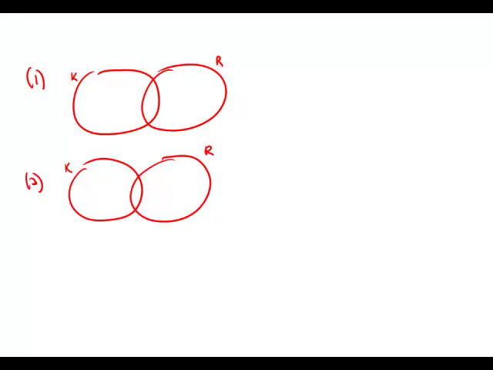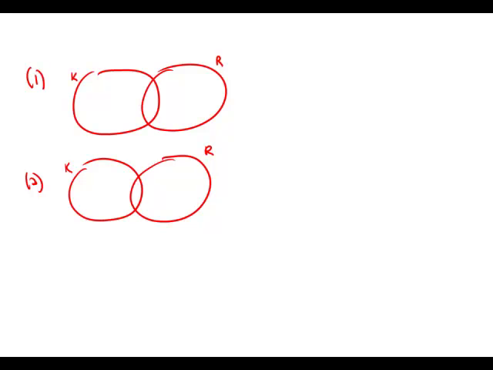How many people are directors of both company K and company R? And so notice that if we want the directors that are directors of both companies, this would be the overlap in a Venn diagram, the overlap region.